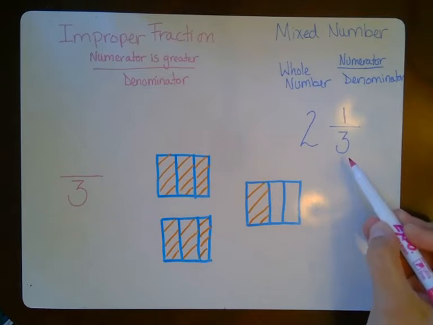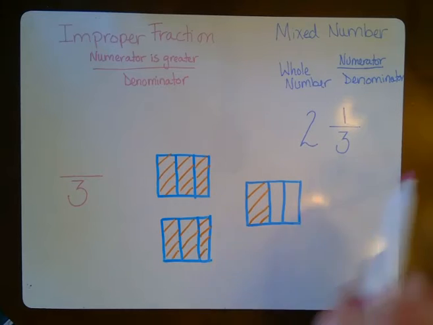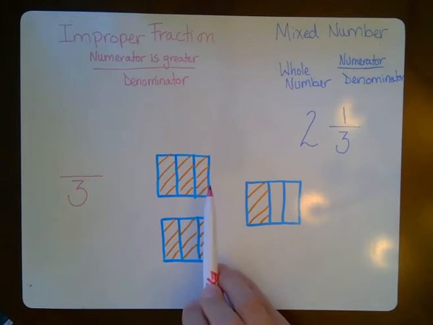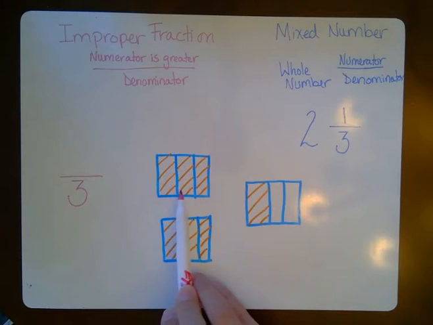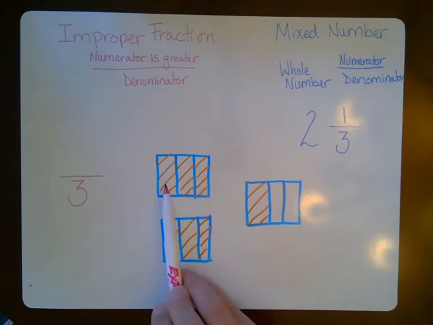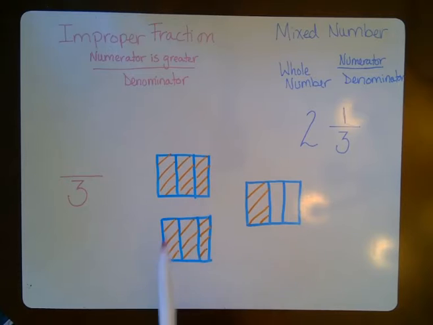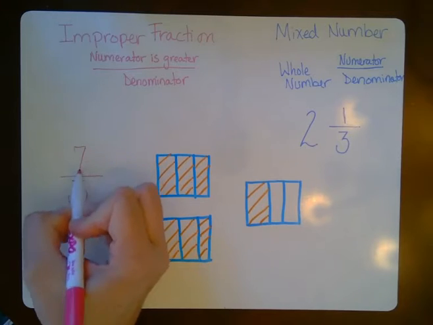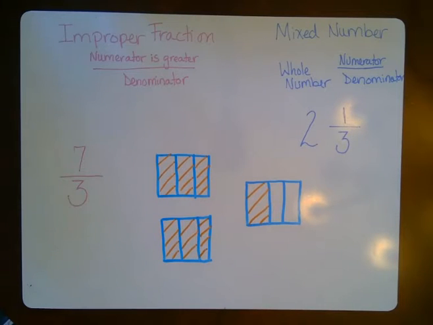The difference with an improper fraction is now I'm going to count my shaded parts. So rather than counting the whole models, I'm going to count each individual piece that's shaded in. 1, 2, 3, 4, 5, 6, 7. So I have 7 parts of those thirds shaded in. Again, my denominator doesn't change because these are each models of thirds, and my numerator indicates the number of shaded parts in all.